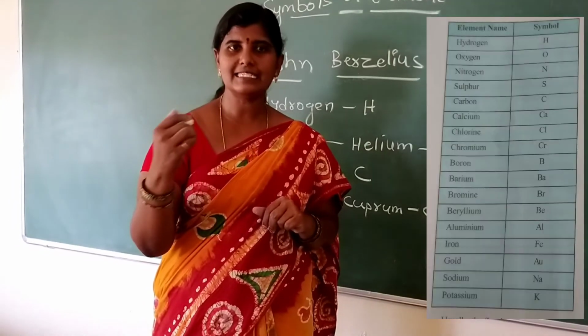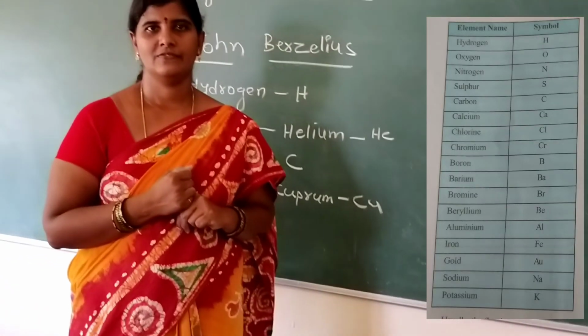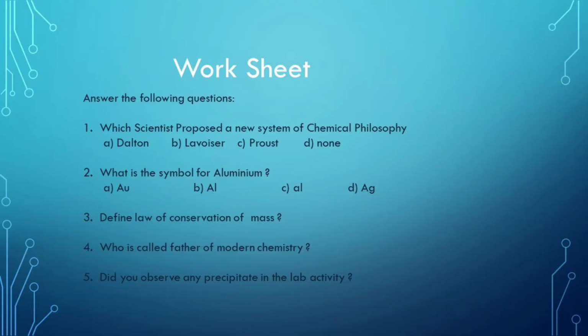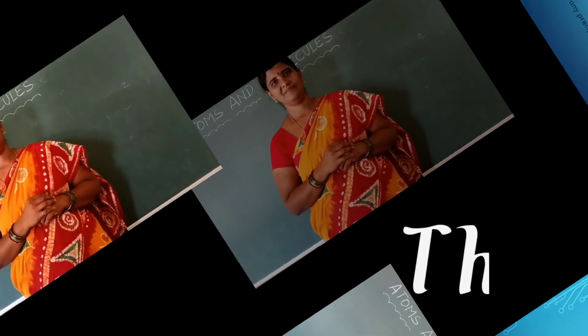Okay children, let us see the worksheet. Which scientist proposed a new system of chemical philosophy? Dalton, Lavoisier, Proust, none. What is the symbol for aluminium? Al, At, Au, small al. Define the law of conservation of mass. Fourth question: who is called the father of modern chemistry? And the fifth question: did you observe any precipitate in the lab activity?